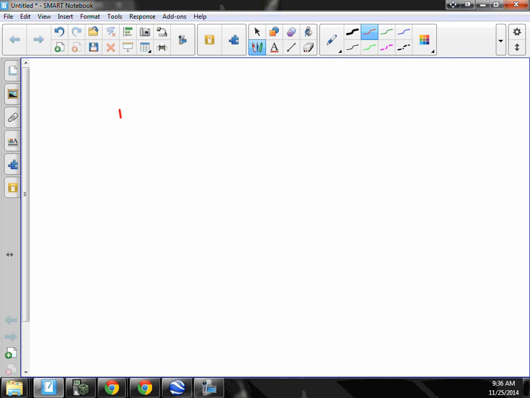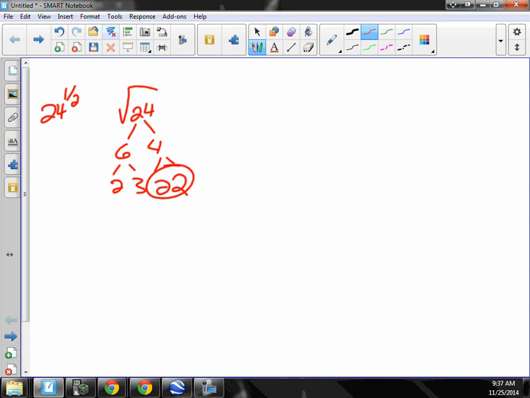If I had the square root of 24, how would I simplify that? Well, I could do 24 to the 1/2, but it's not going to come out to be a nice number, right? But I can simplify it. If I factor 24, 6 and 4, 2 and 3, 2 and 2. Can I take anything out? I can take out a set of 2's. So 2 on the outside, what's left on the inside? 6.